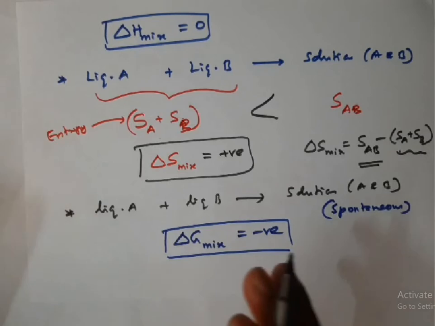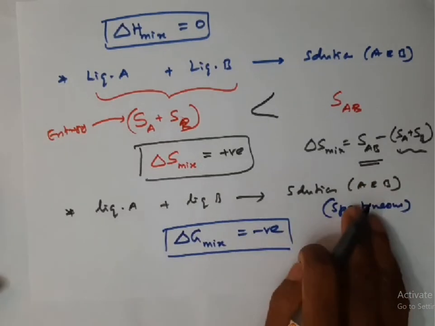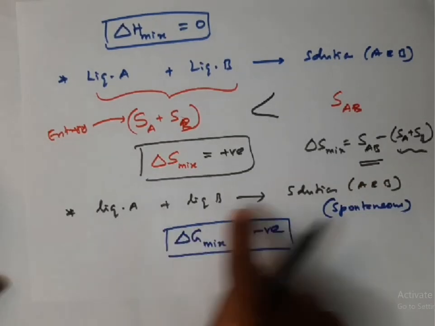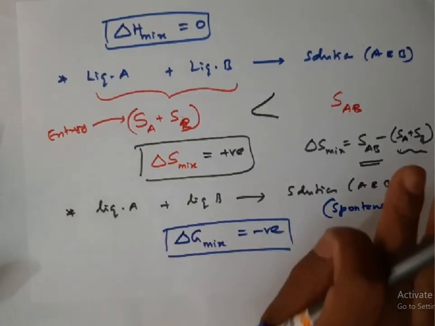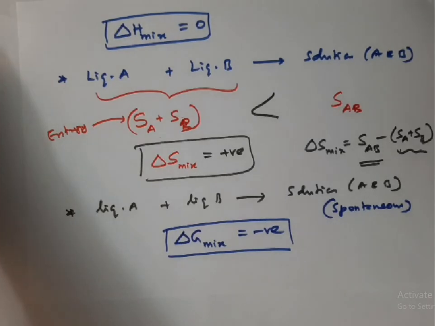If I mix A and B together and form a solution, it happens spontaneously. For any spontaneous process, delta G should be negative. So delta G mixing is negative for an ideal solution. Students, is this clear? Any doubt up to this?